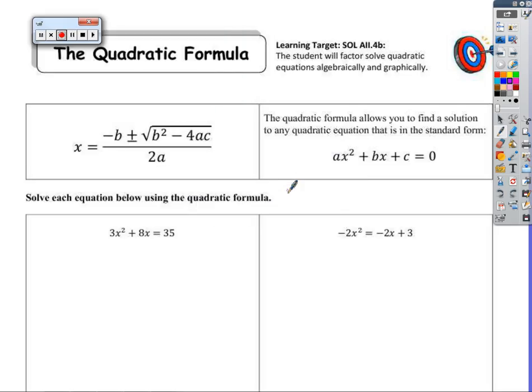Alright, in this video we're going to take a look at the quadratic formula. Now this formula can be used to solve any quadratic equation. The only key is the quadratic equation has to be in standard form. And if it's not in standard form, you have to put it there. So the formula here, x equals negative b plus or minus the square root of b squared minus 4ac all over 2a. And remember, the number in front of the x squared is always a, the number in front of x is b, and the number without any letters with it is always going to be c.